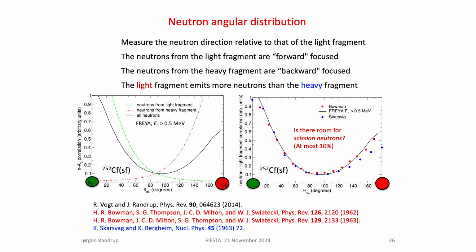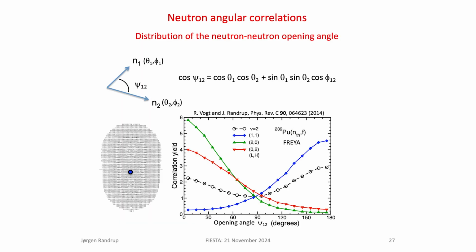And one could ask, as these people did, is there any room for scission neutrons? And they found at most 10%, but possibly room for scission neutrons. This is of very strong relevance nowadays. This is becoming a hot topic, so to speak.